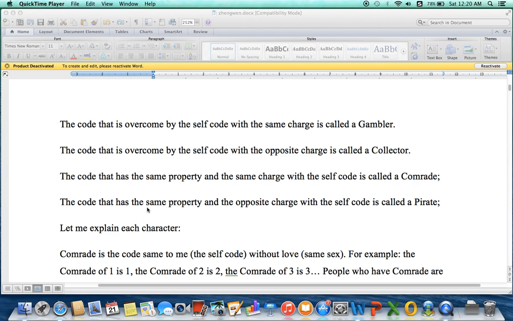The code that has the same property and the opposite charge as the self code is called a pirate. For example, 1's pirate is 2 because 1 is positive wood, 2 is negative wood. 3's pirate is 4. 4's pirate is 3 because they are both fire. One of them is positive and one of them is negative.